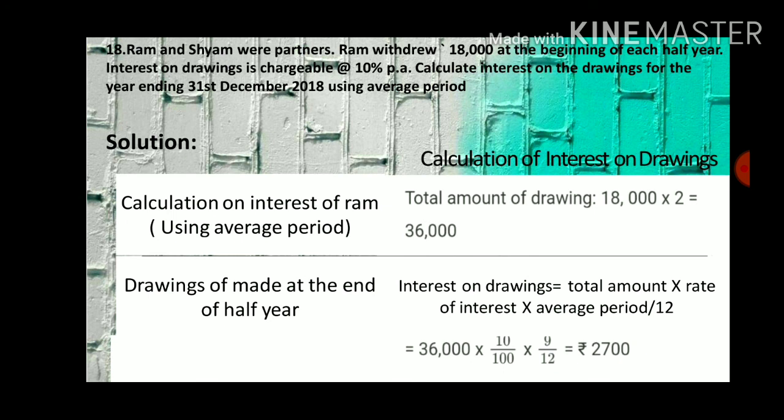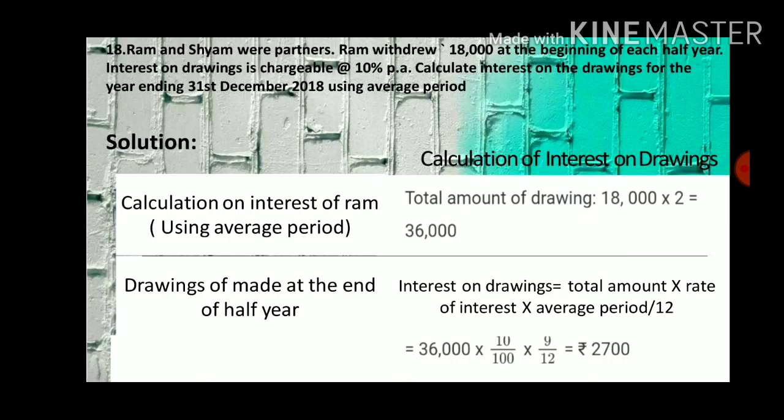Okay. Each half year means the last one in the table column. First monthly, then quarterly, then half-yearly. If it is at the beginning, it is 9 months, in the middle 6 months, and at the end 3 months. So in this problem, at the beginning of each half-yearly, interest on drawing is chargeable at 10% per annum.